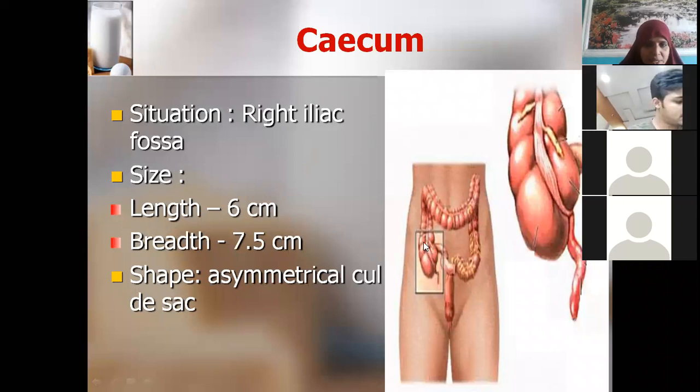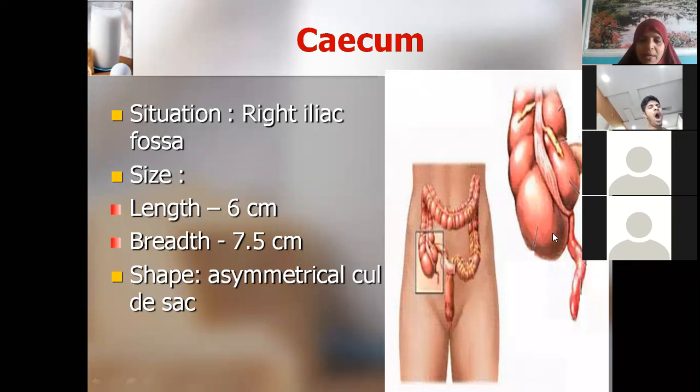The length of the cecum is 6 centimeters and the breadth is more, 7.5 centimeters. There are 2 more structures in our body where the length is less and the breadth is more: the prostate gland and the pons of the brain stem. So cecum, pons and prostate are the 3 structures. The length of cecum is 6 centimeters and the breadth is 7.5 centimeters.